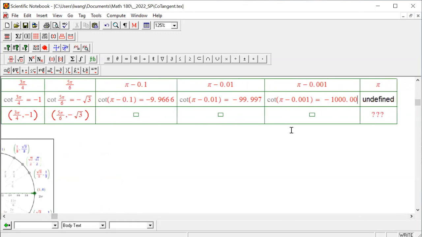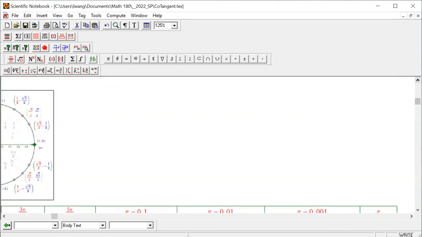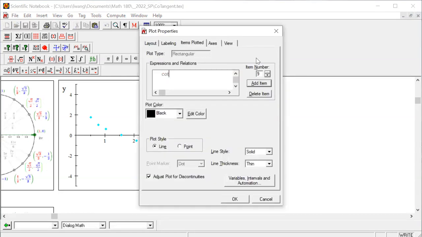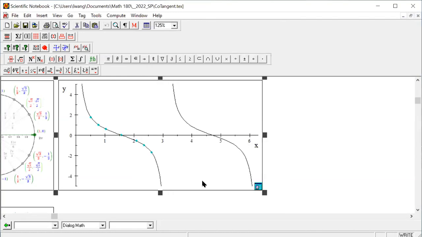What does this tell us? As our angle approaches pi, it's undefined at pi, but if we approach pi from smaller than pi, the cotangent of that angle is going to approach negative infinity. So sure enough, we can anticipate the curve is going to go this way. Let's confirm that. Cotangent curve, and there. And it repeats periodically.